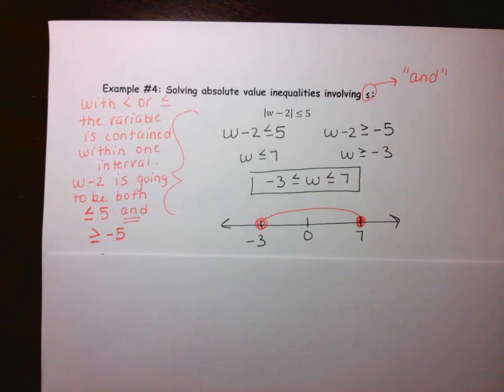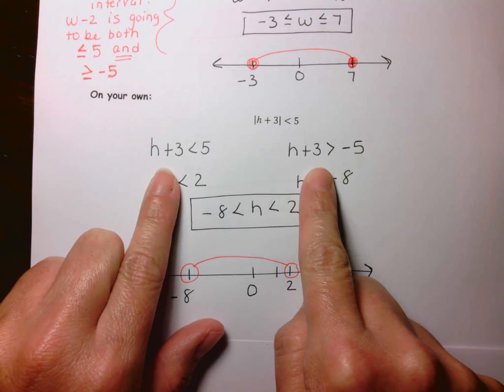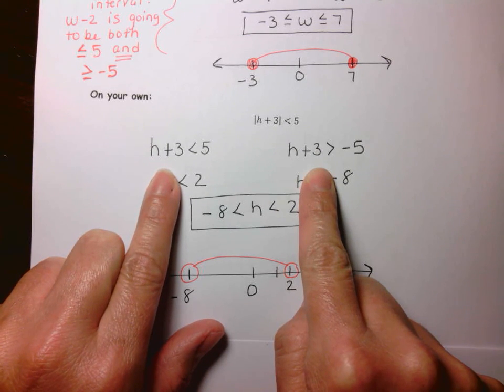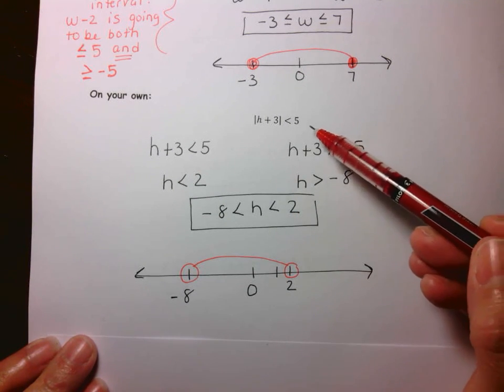So go ahead and hit pause and do the on your own. And here's the answer. I'm setting it up as h plus 3 is less than 5 and h plus 3 is greater than negative 5. And again, the pre-AP material will explain to you that this is saying that your answers are going to be plus or minus 5 from negative 3.